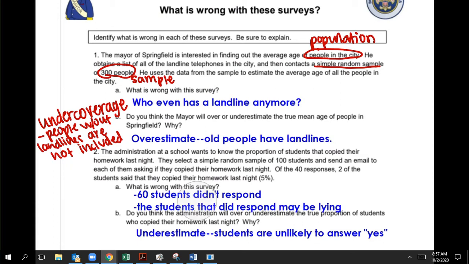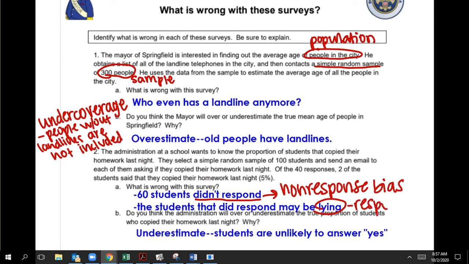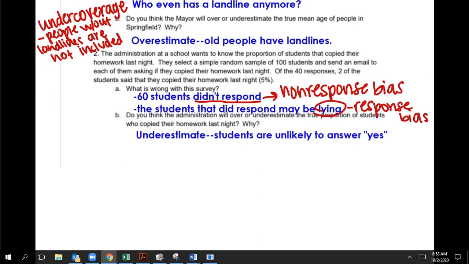So first, didn't respond. That is called, very cleverly, non-response bias. And then lying is a type of something called response bias. So this actually suffers from both non-response bias and response bias, because a large proportion of the sample did not respond, which is non-response, and those that did respond might be lying, and so their response may be inaccurate, which is called response bias. And then we think that it probably underestimates the proportion of students that did copy their homework.